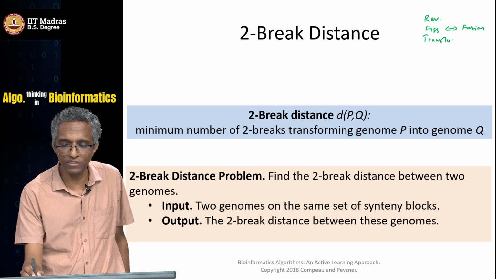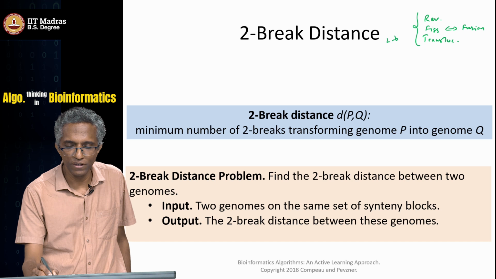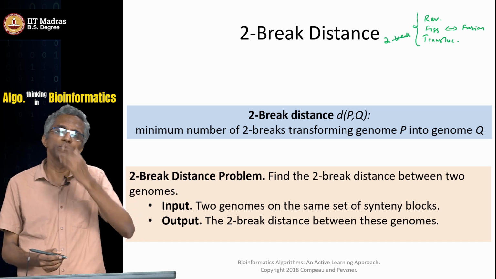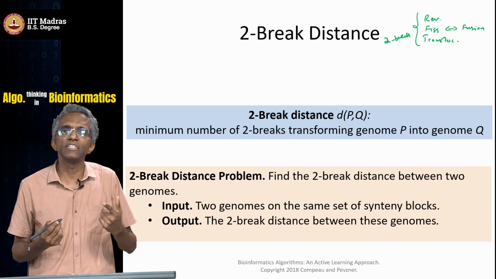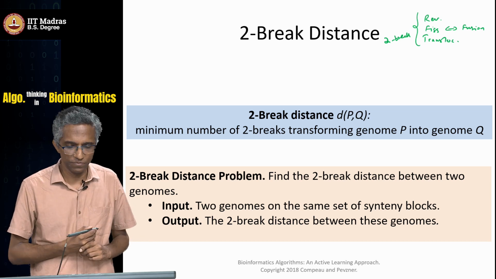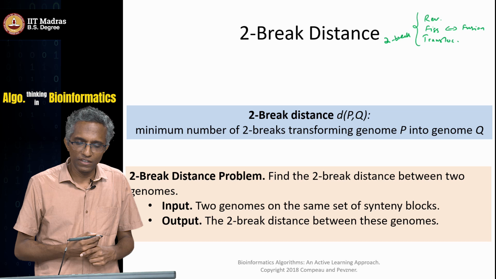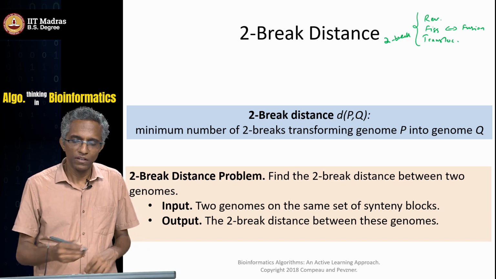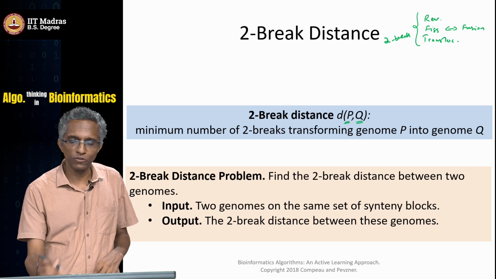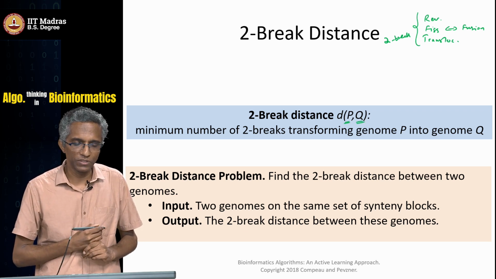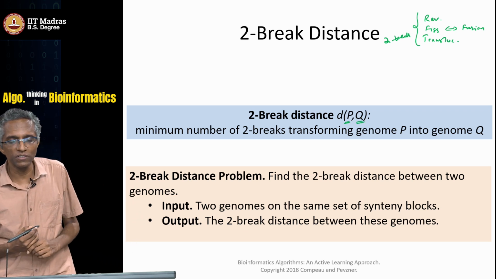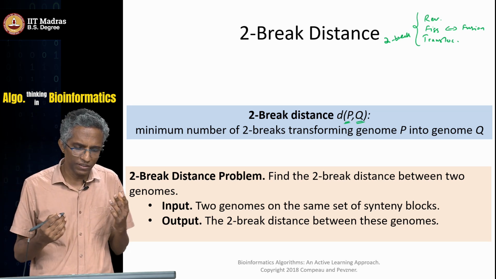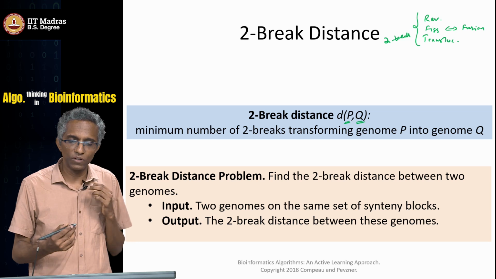All these 4 operations can be viewed as a 2 break, where you look at these 4 nodes in your circular representation, multi-chromosomal representation, and then you remove 2 red edges and then add 2 more red edges. Okay. And now we are ready to define our 2 break distance problem. A 2 break distance between 2 multi-chromosomal permutations P and Q is the minimum number of 2 break transformations of genome P into genome Q. Okay. And essentially then that is called as a 2 break distance.